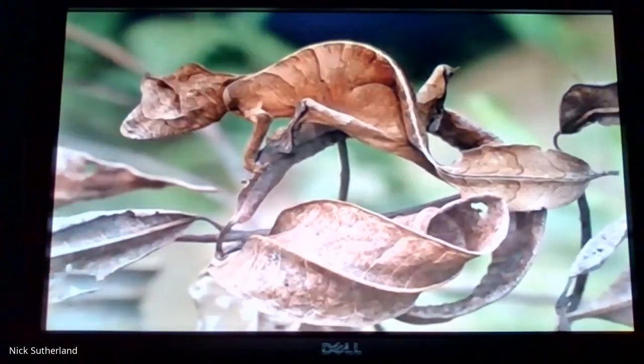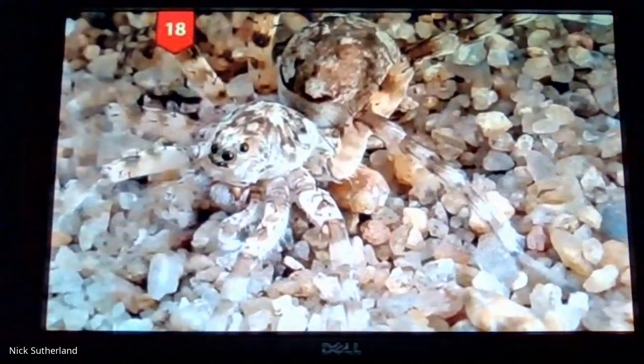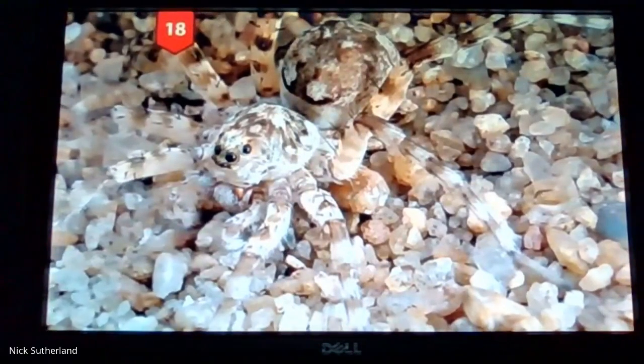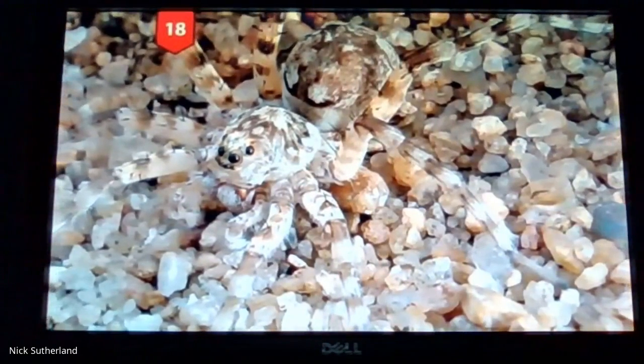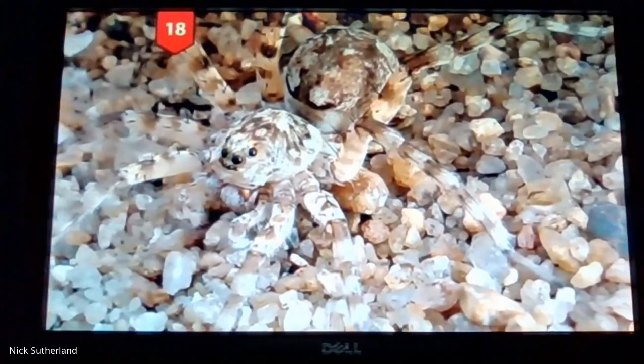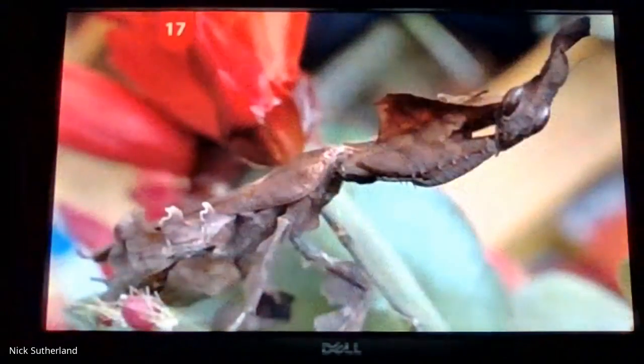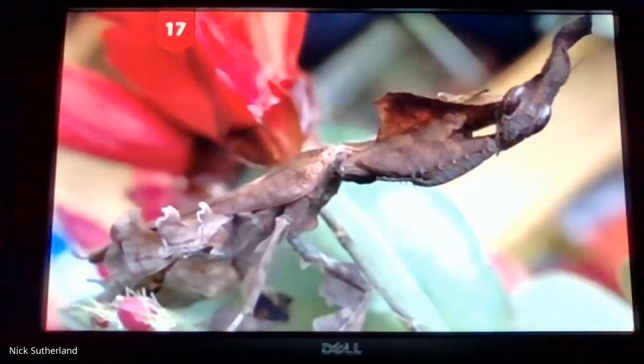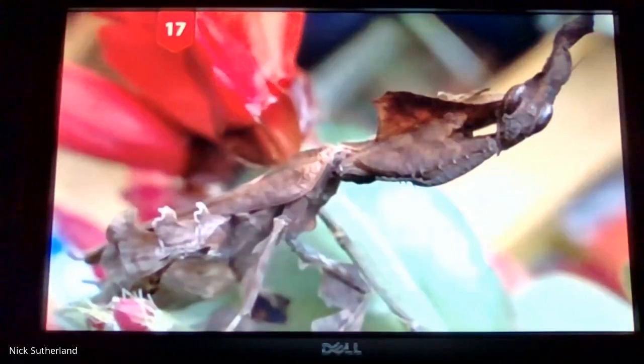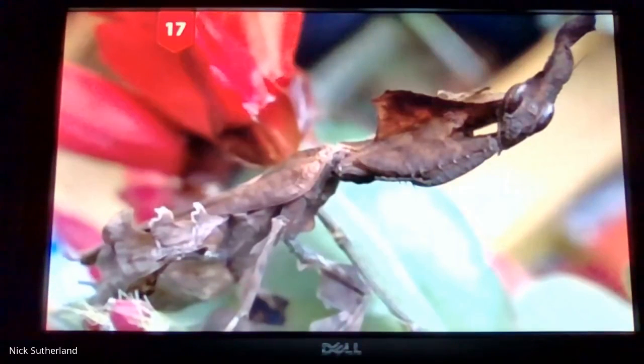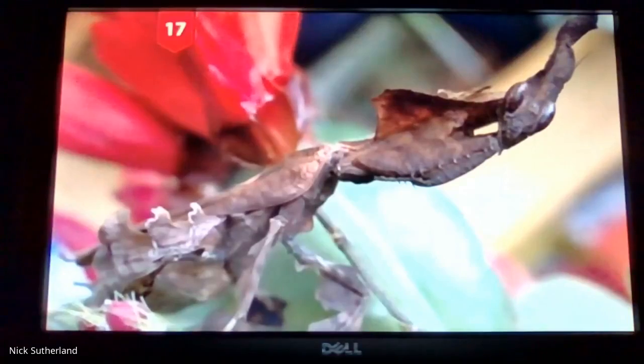Number 18, the wolf spider. These agile hunters will camouflage themselves against their surroundings and then wait patiently for their unfortunate victims. Number 17, the ghost mantis. Making its home in Africa and Madagascar, the ghost mantis operates in a very similar manner to the wolf spider, waiting patiently for its prey to stumble across its path.